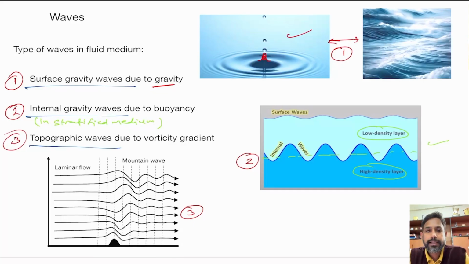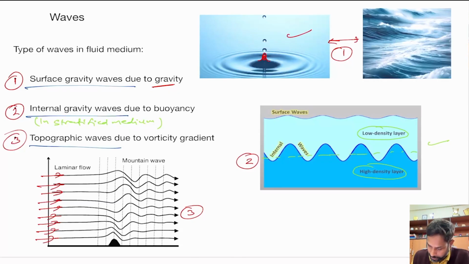Okay, so that is the second type of waves that get created in a fluid. And then there is another type of wave that's called topographic wave. Or you can also call it, let's say, mountain wave if it is getting created by a mountain. So what's happening here is, let's consider this example. There is this uniform flow from left to right, which happens in the atmosphere, right? Many times, airflow comes from left to right, and it encounters a mountain.